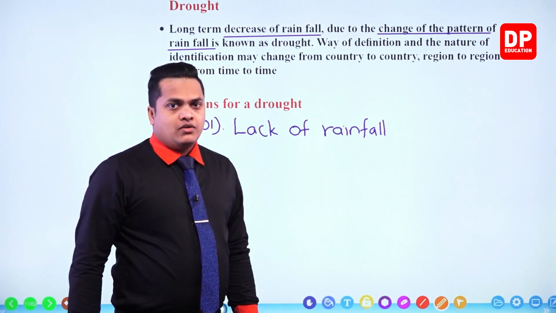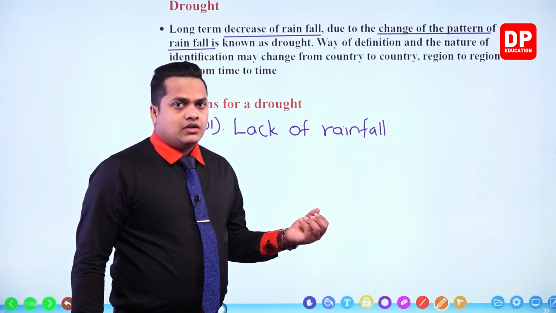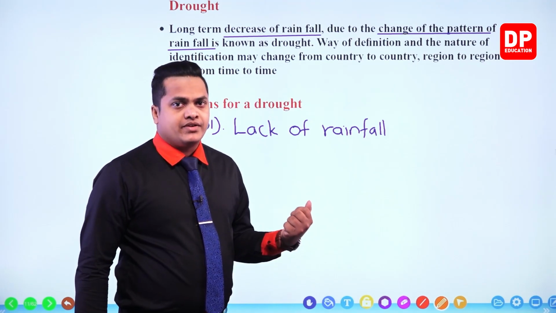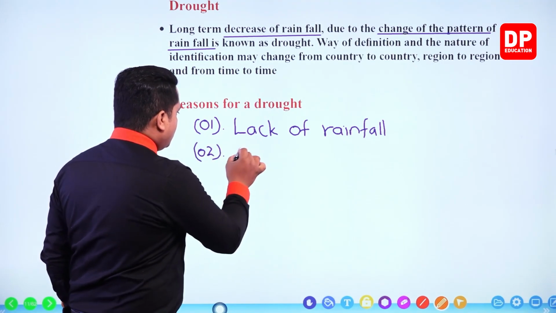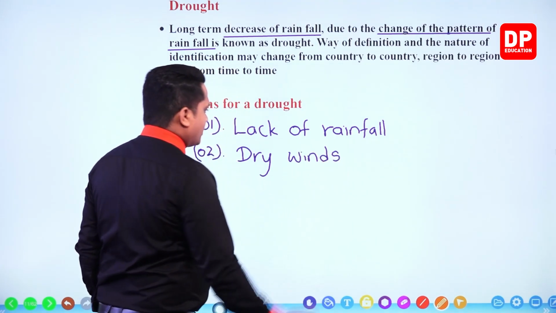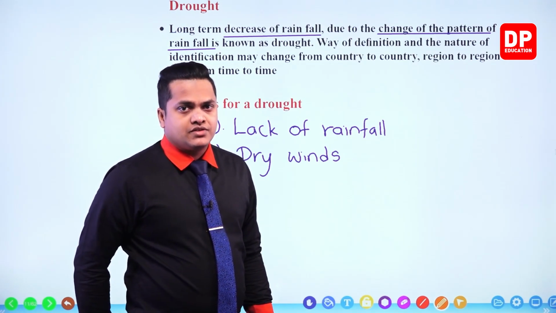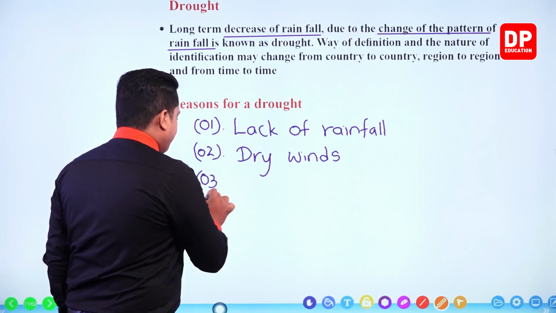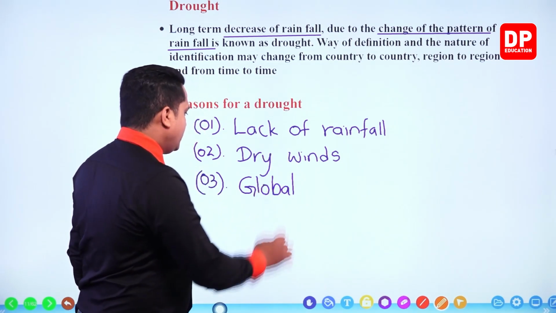Because of lack of rainfall, what will happen? Droughts can occur, right? Upon lacking rainfall, these water sources will not receive enough water. So in that way, my dear children, what will happen? Droughts can occur, right? Then dry winds. So I told you that dry winds are also a reason, right? Dry winds are also a reason for droughts. Then number 3, global warming, a human activity, right?